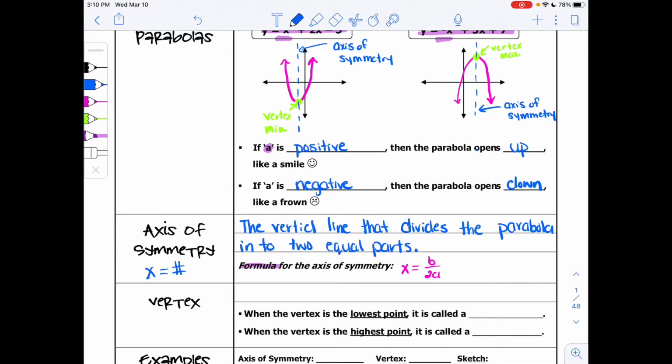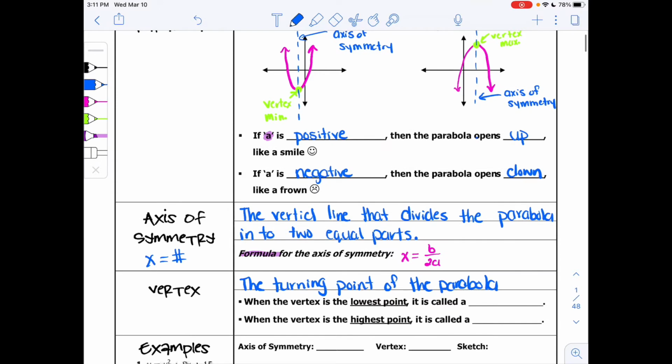The next characteristic we've talked about is your vertex. It's the turning point of the parabola. It's the point where, if your parabola is moving downward, it's going to stop and then go up. Or if it's going up, it's going to stop and then move downward. Like we talked about in the examples above, if the vertex is the lowest point, that's going to be called your minimum. And if your vertex is your highest point, that's going to be called your maximum.